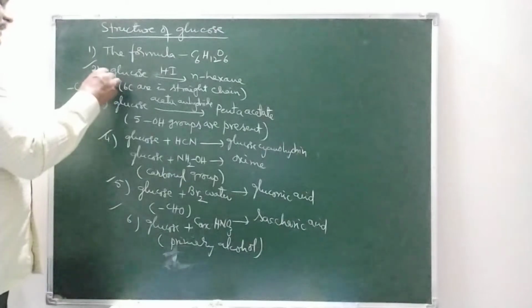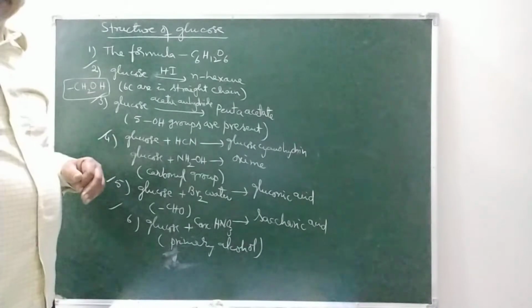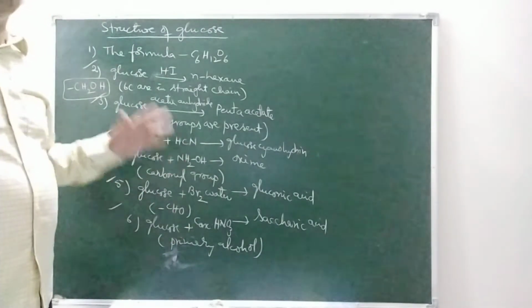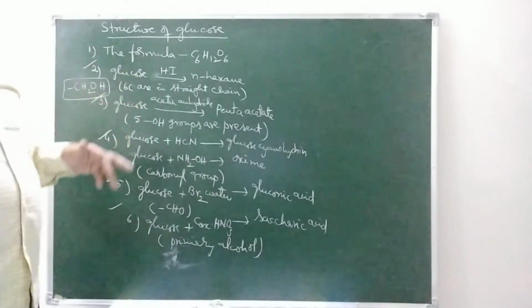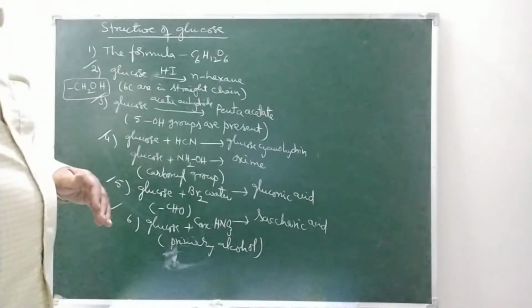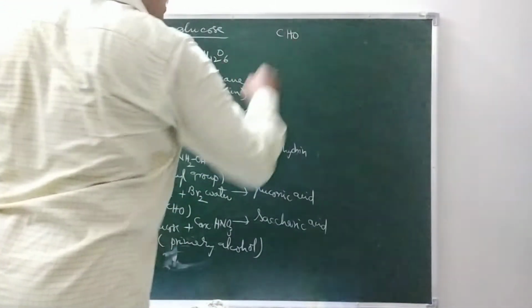If an OH group is attached to the primary carbon, it is called a primary alcohol. Among these 5 OH groups, one is a primary alcoholic group. Based on these things, Fischer proposed a formula for glucose. One aldehyde group must be there, CHO.